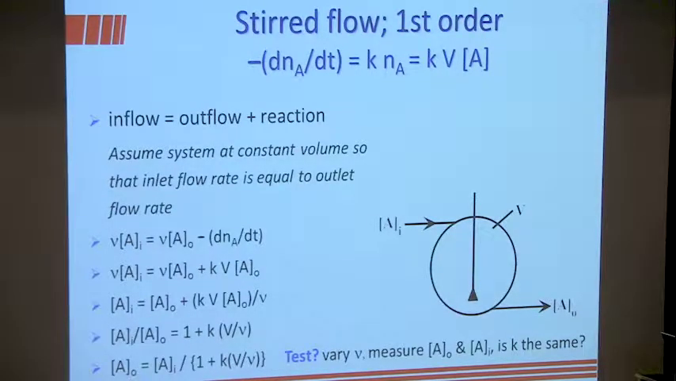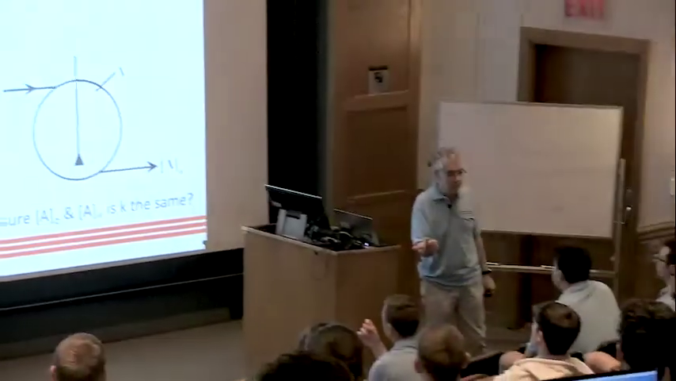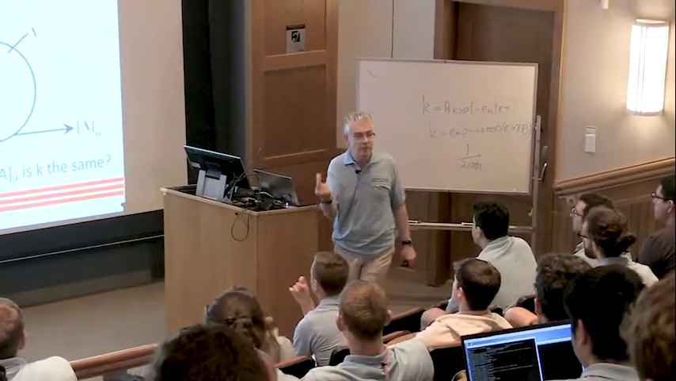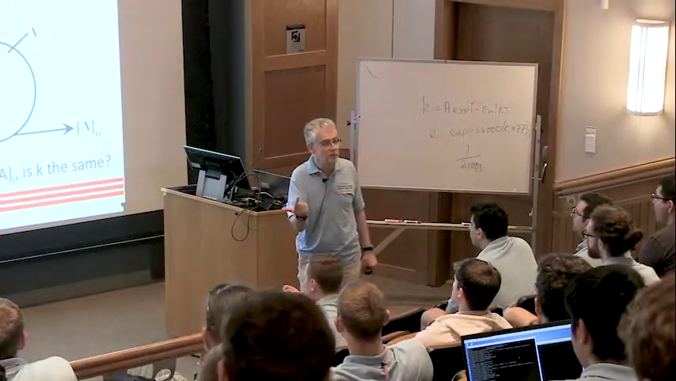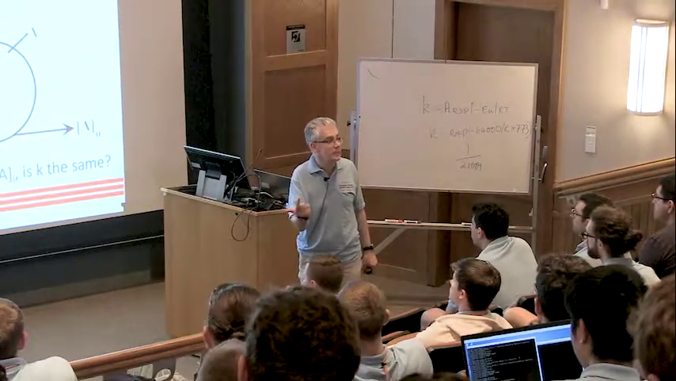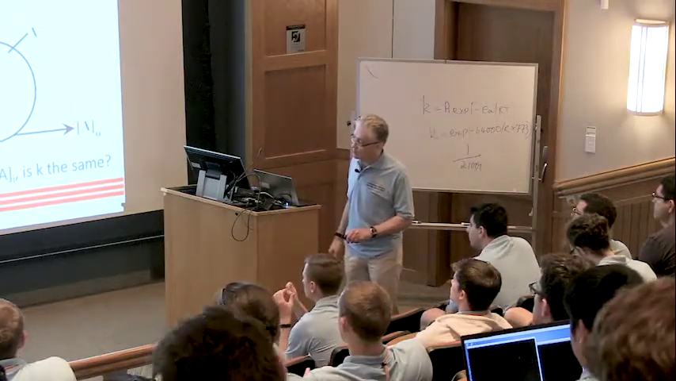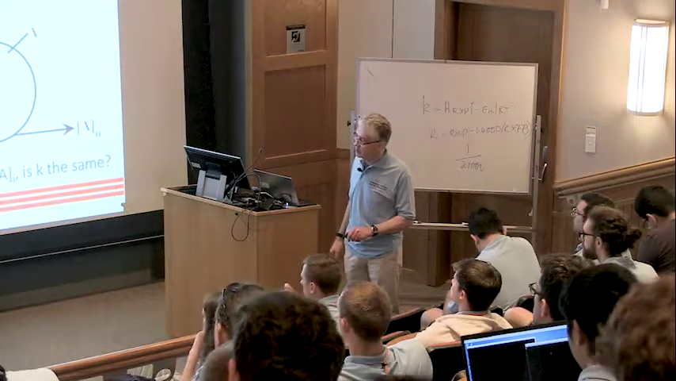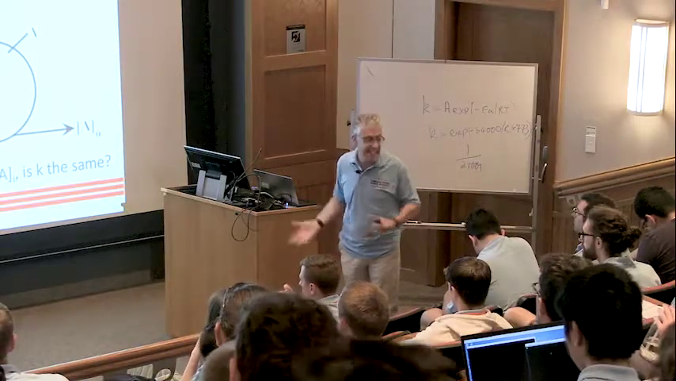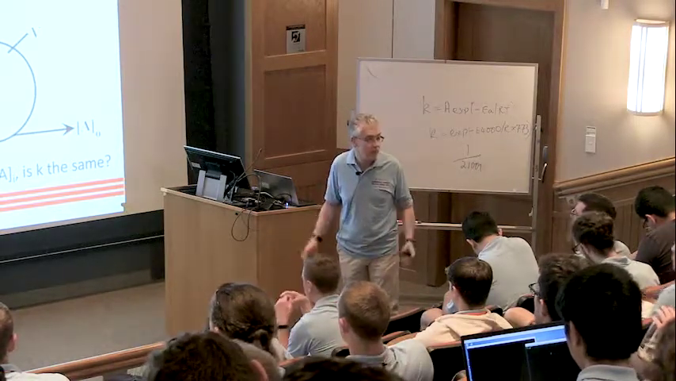What's V? It's the volume. And what's nu? The volume flow rate, so it's going to be volume per unit time. So volume divided by volume per unit time is what? Time, T. So this is actually the concentration of A at the outlet is equal to the concentration of A at the inlet divided by 1 plus KT, ultimately.